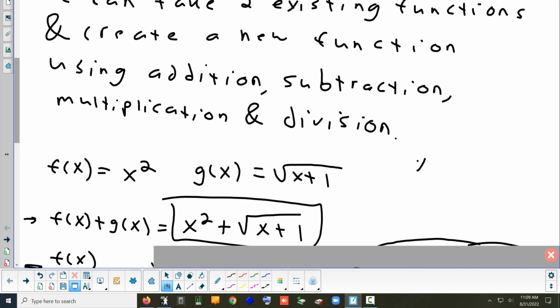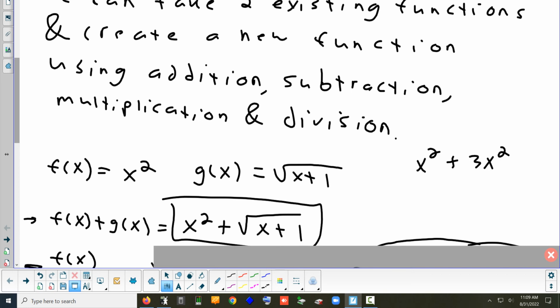Now, if f of x was x squared and g of x was 3x squared, in that case those would be like terms, and when I add them, I could say 4x squared. But in this case, a quadratic and a square root function are not like terms, so I can't do anything with that. That's the final answer.